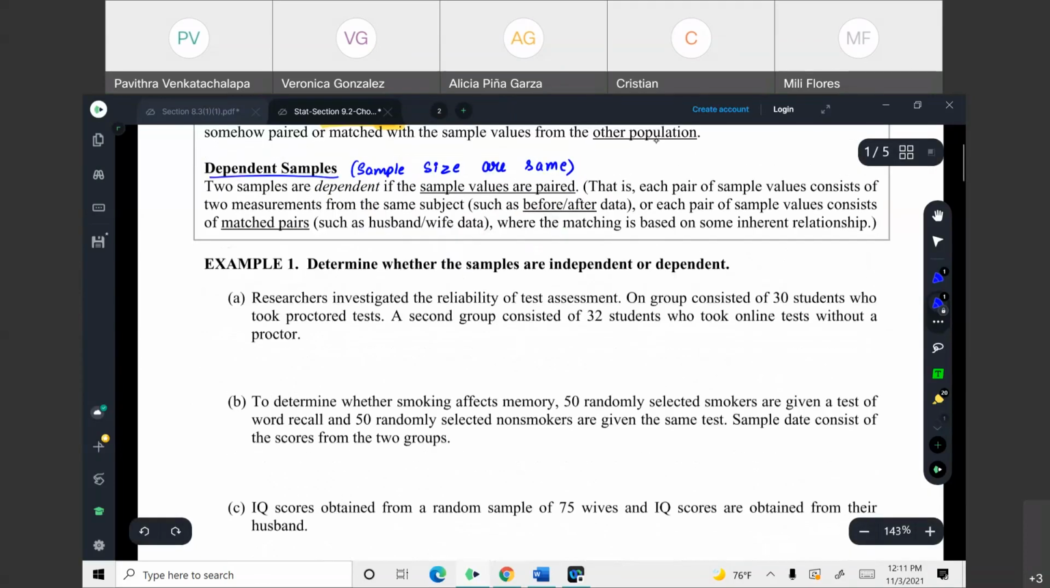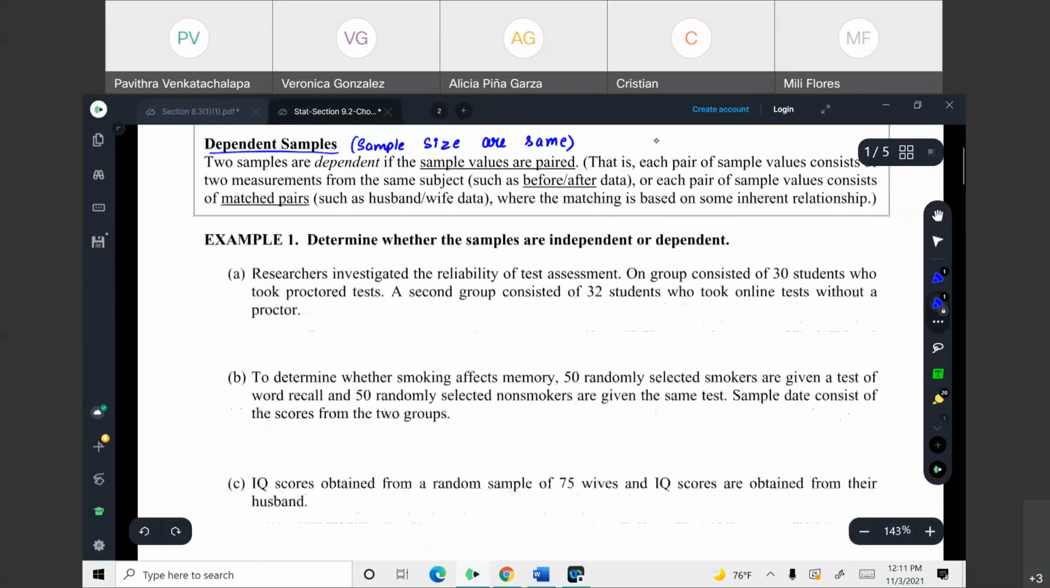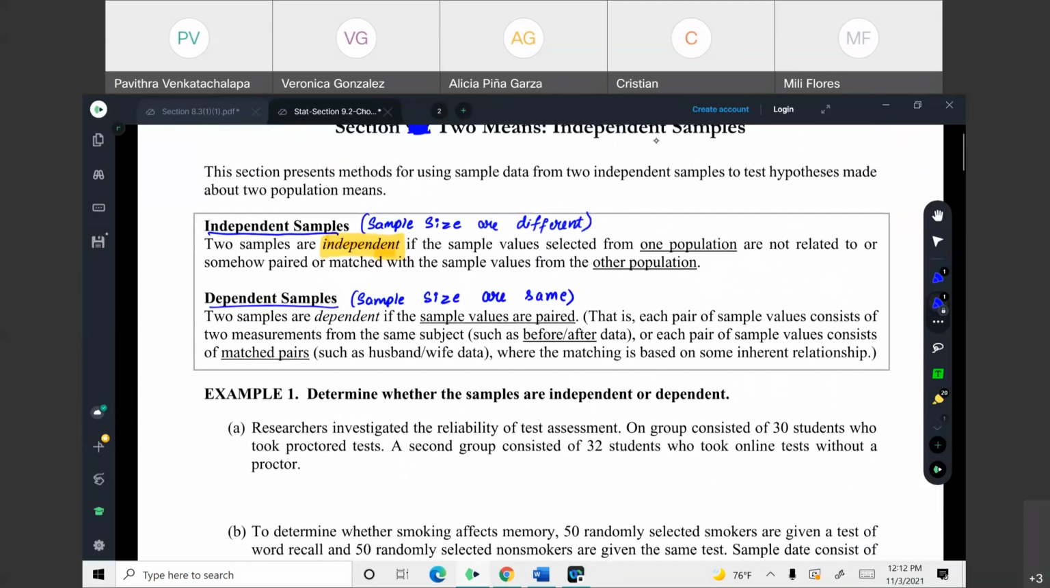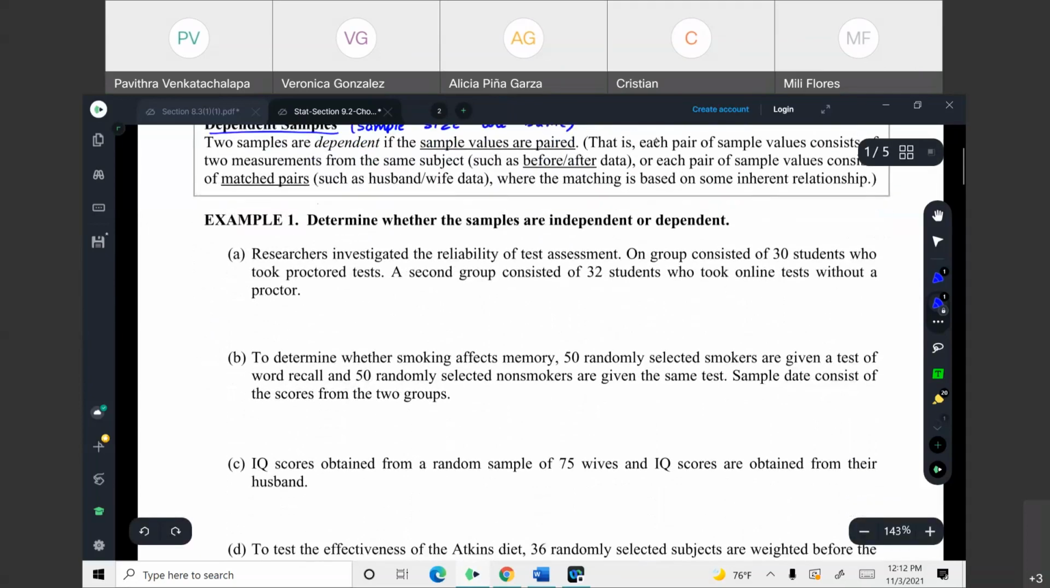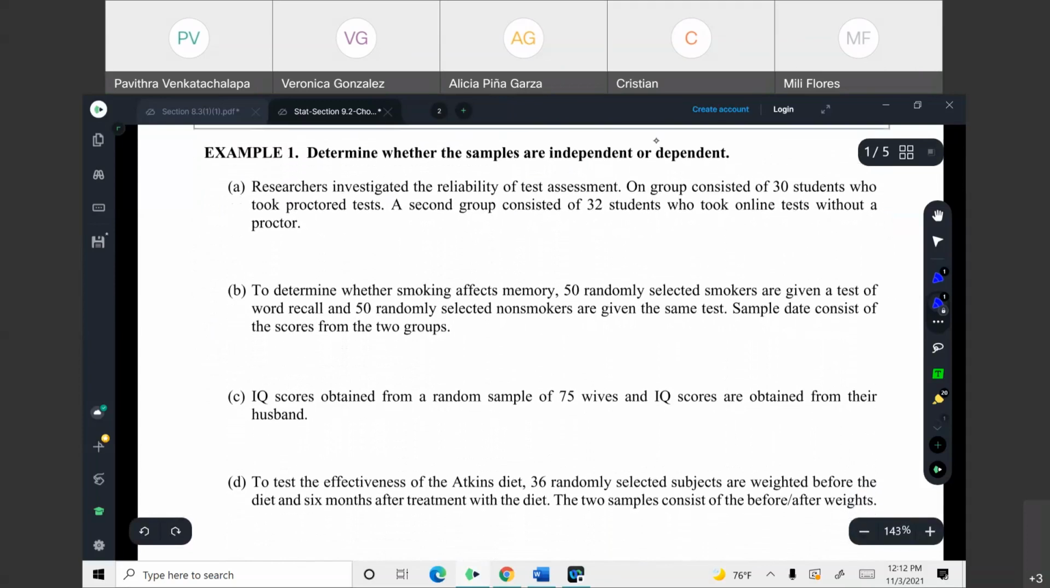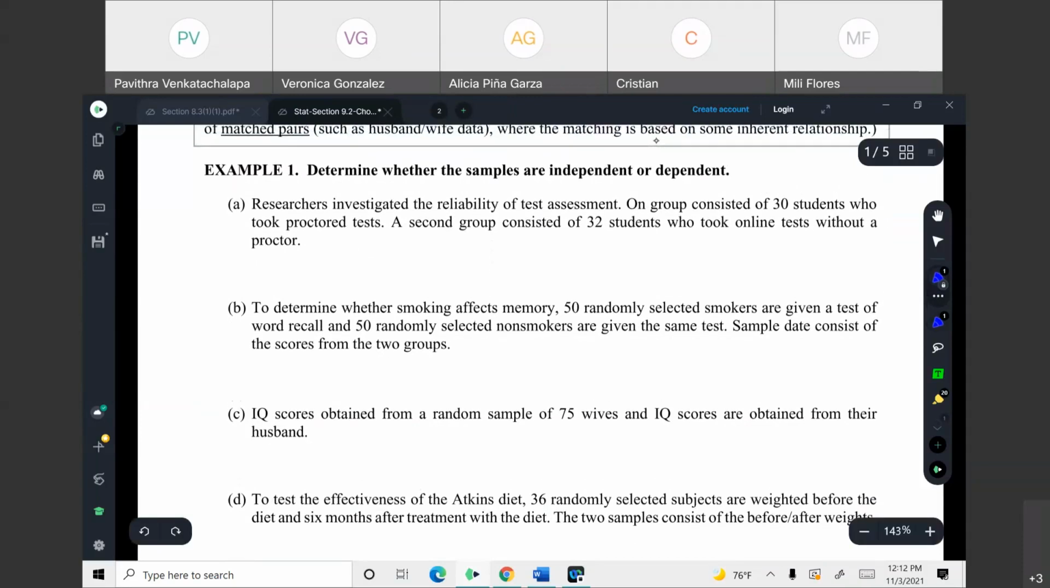Okay. Now you have a small example here. Now I explained you what was samples, what was independent and dependent. Now your work is to identify whether these examples are independent or dependent samples. So take a look at the questions and tell me the answer. What about the first question? Just take a look at the sample size.